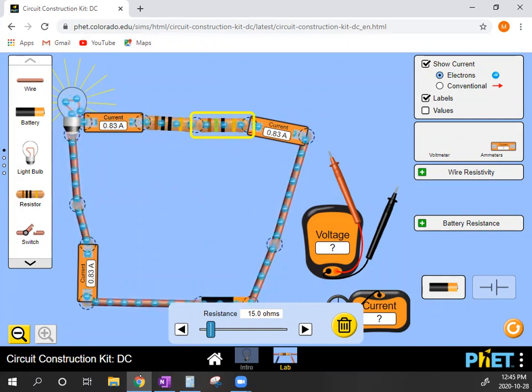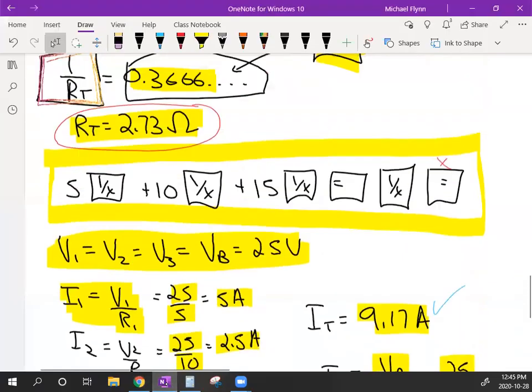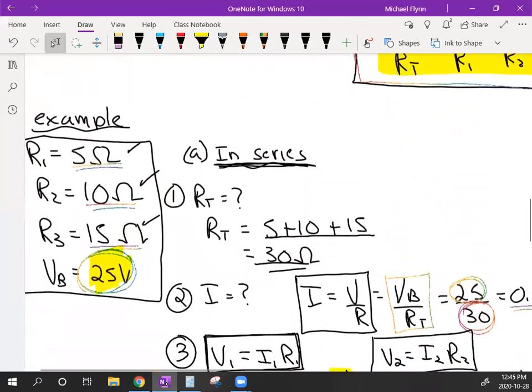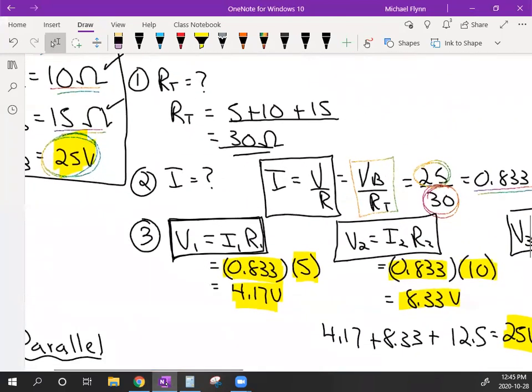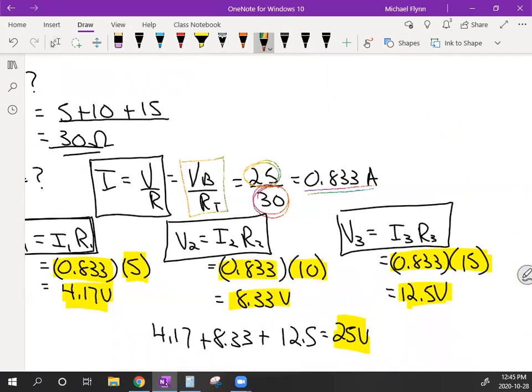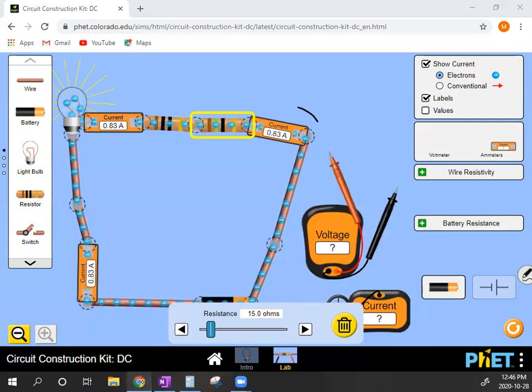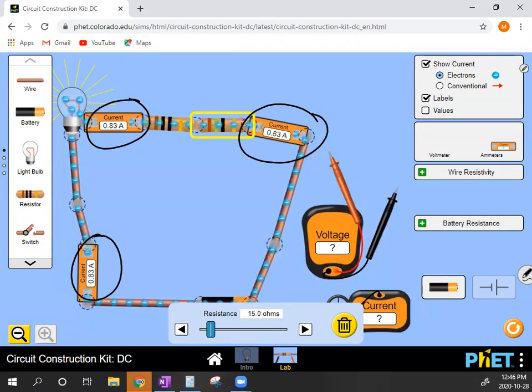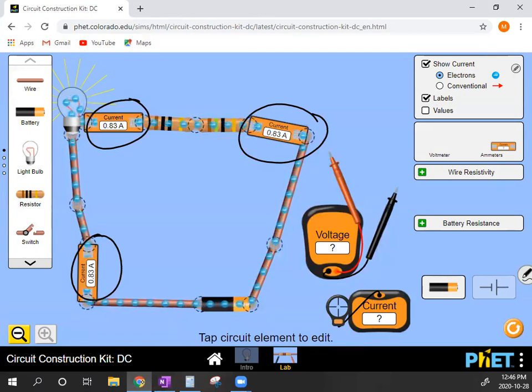Now, if you check the notes in OneNote there, in series, what do we get for the total current? Well, let's go back to it. So in the series circuit, what did we get? Well, we got, for the total current, right here, 0.833. Well, let's go back to our app. What do we get? 0.83 everywhere. So does it work? It absolutely does. Okay, so you can see that it's 0.83 everywhere.